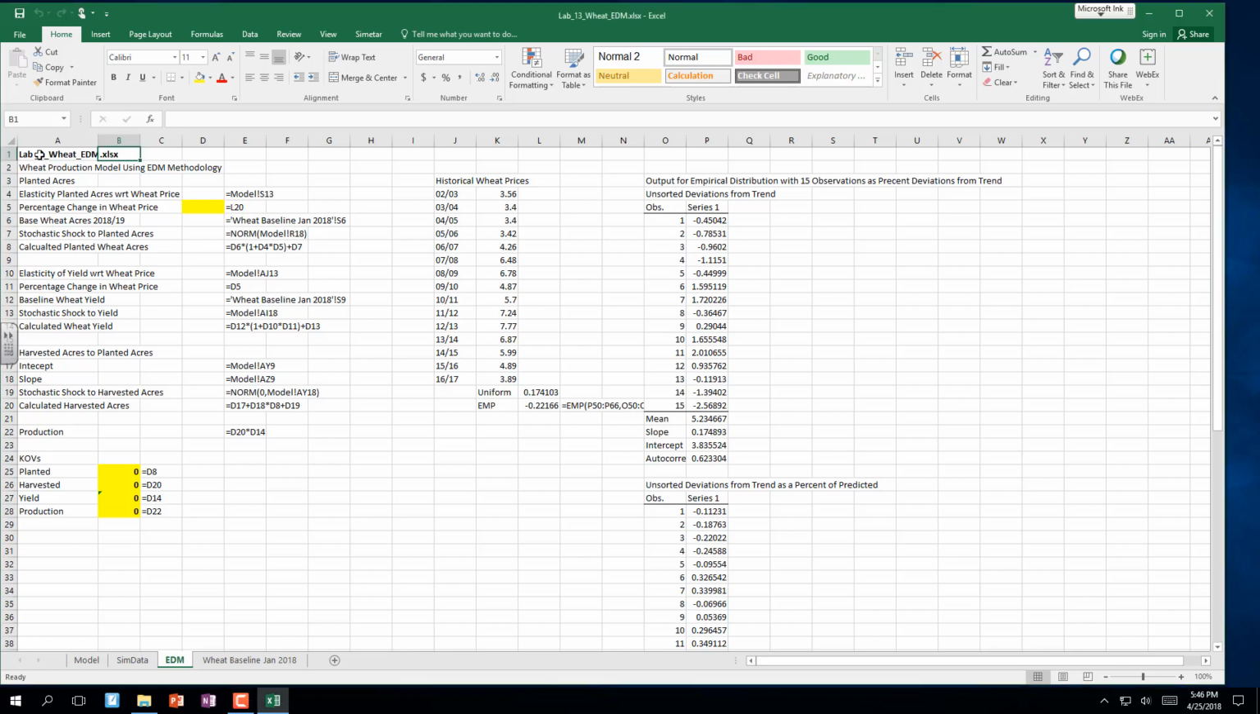Supposed to say up here lab 13, not 3, in this first line up here. We're going to look at the equilibrium displacement model for wheat.